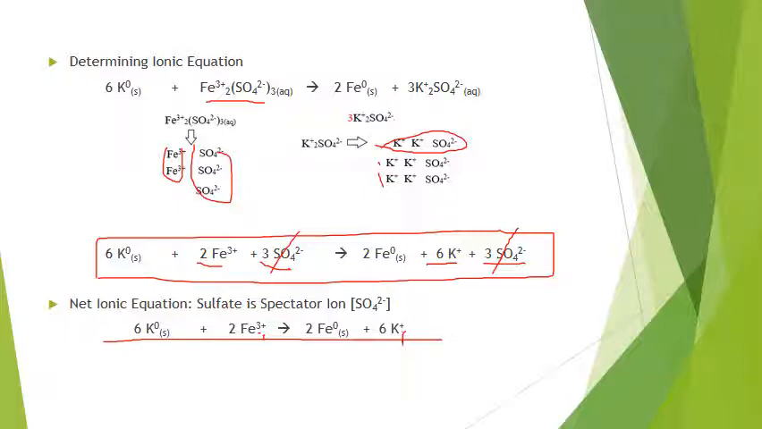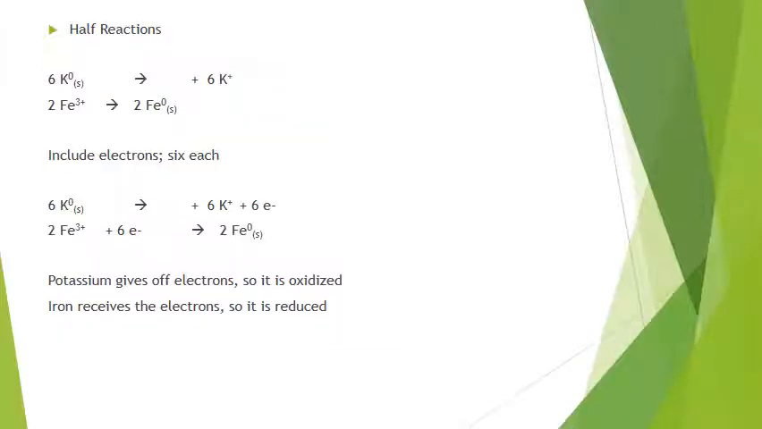What's next? The half reactions. What I do is I split the two metal reactions. So I have 6 K zeros going to 6 K pluses, and I have 2 Fe3 pluses going to 2 Fe zeros. Now what I need to do is include electrons into both of these. So this one goes from having no charge to having 6 pluses. That means it lost 6 electrons.